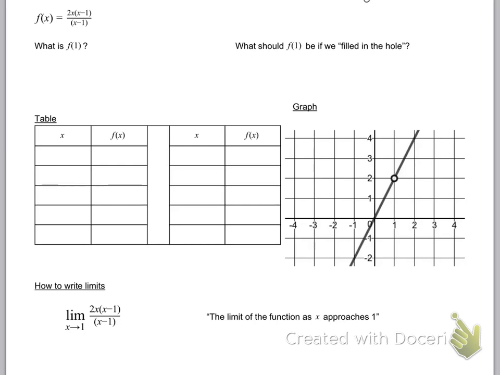I'm going to just show you a little bit, an introduction, and we'll do more in future videos. First of all, we're going to consider this function right here. Notice one thing about the function, f of x equals the fraction here, 2x times x minus 1 over x minus 1. Notice that x minus 1 shows up on the top and the bottom of the fraction.